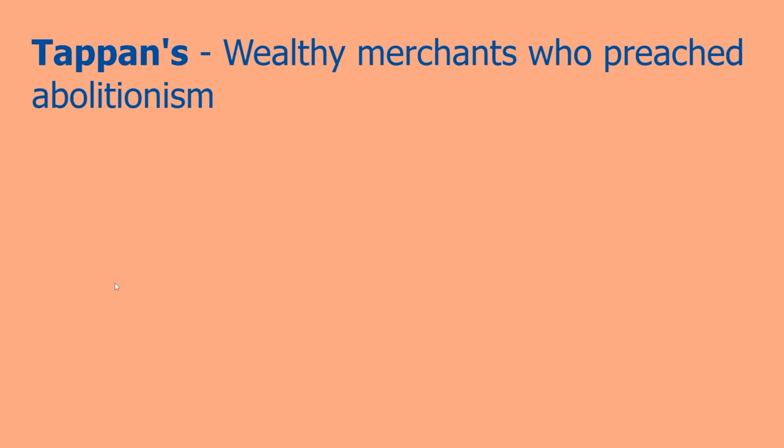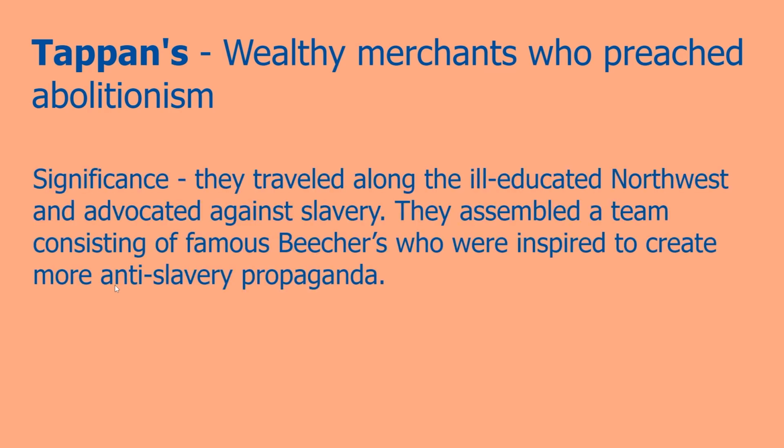Tappans, wealthy merchants who preached abolitionism. They traveled along the ill-educated Northwest and advocated against slavery. They assembled a team consisting of famous preachers who were inspired to create more anti-slavery propaganda.